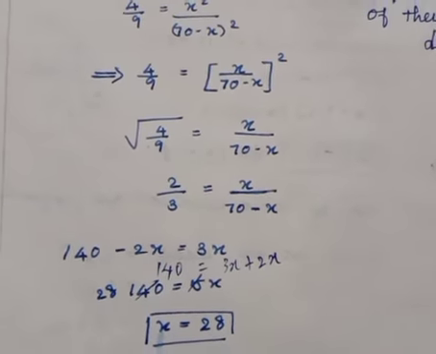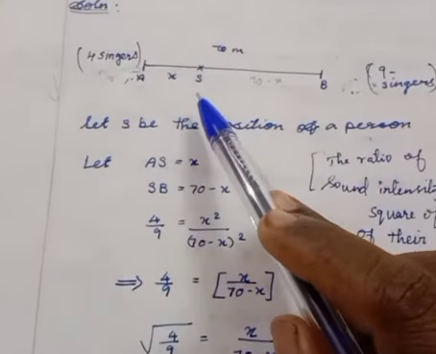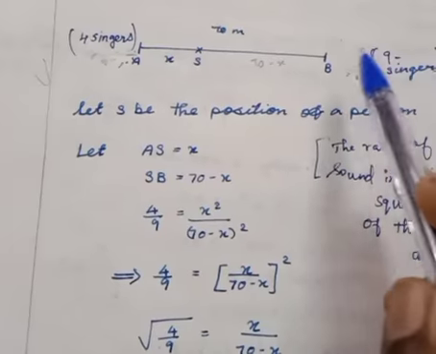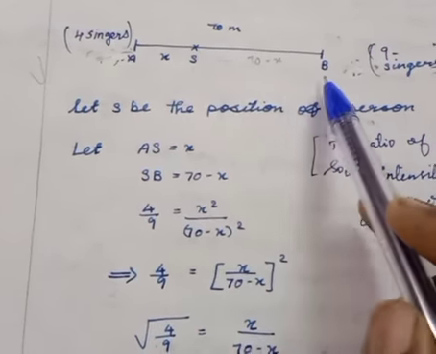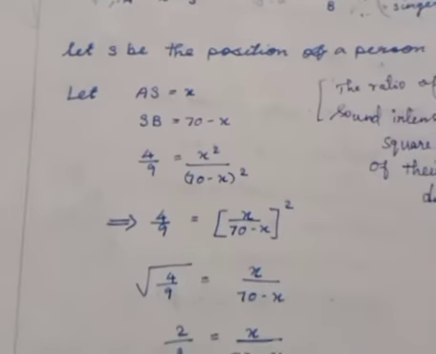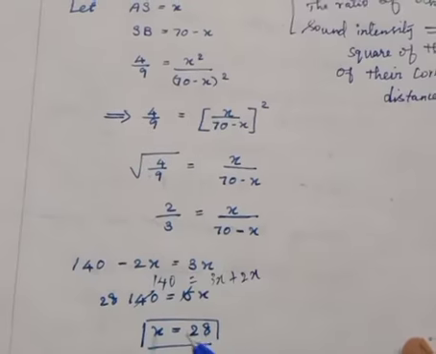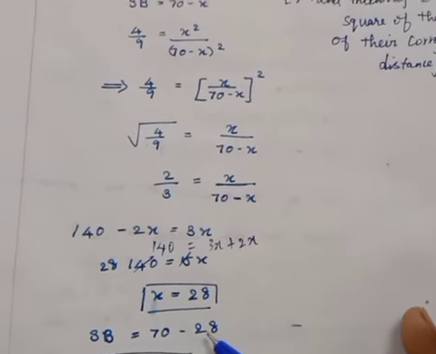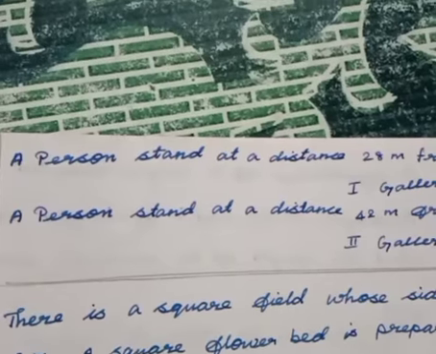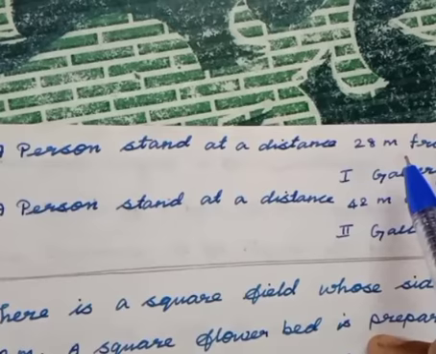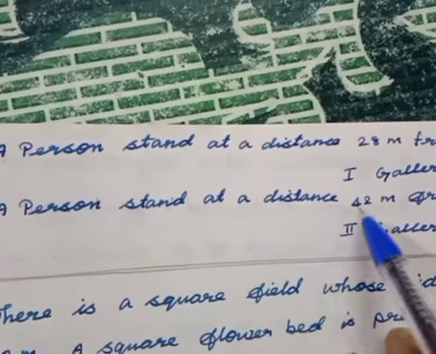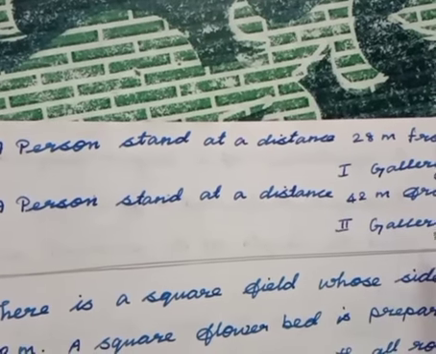So the distance SB, between the position of the person and the second gallery, the 9 singers group, is 70 minus X. So SB is equal to 70 minus 28, that is equal to 42. Therefore, the person stands at a distance of 28 meters from the first gallery and at a distance of 42 meters from the second gallery.